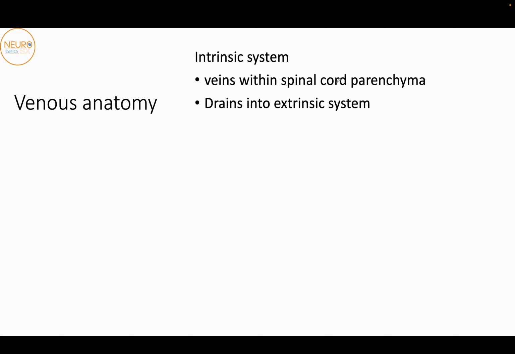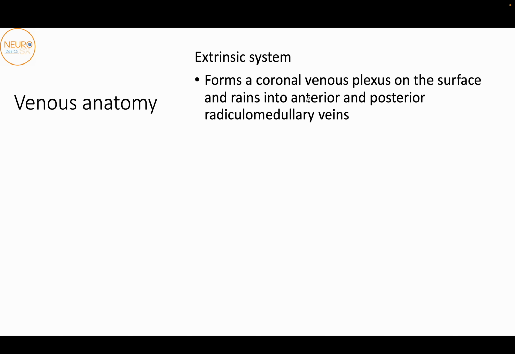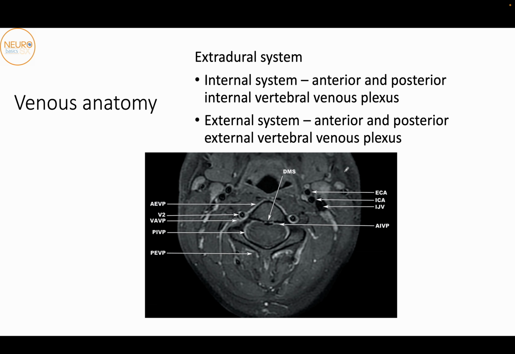So the veins within the spinal cord form an intrinsic system, and they drain then into the extrinsic system. The extrinsic system basically has a coronal plexus, which is around the spinal cord itself. So there will be one vasocorona of veins, which is all around the spinal cord. And that will drain further into the anterior and posterior radiculomedullary veins, which will get out and finally drain into this extradural system. The extradural system is slightly more complicated.